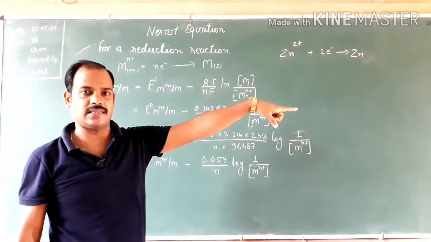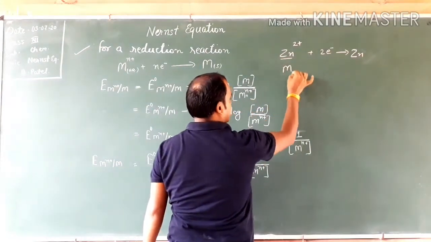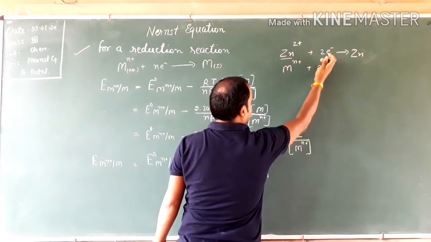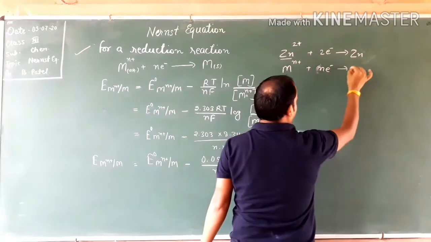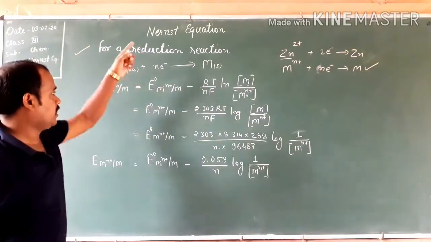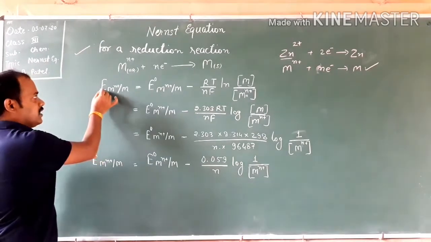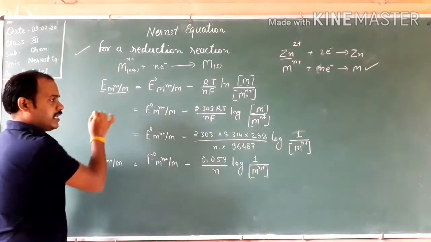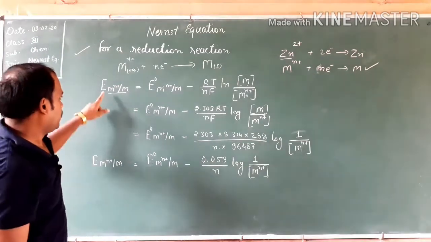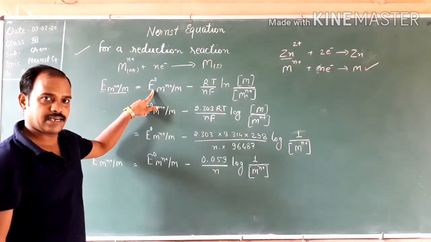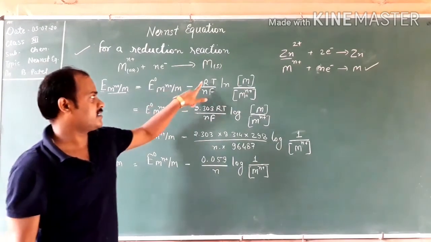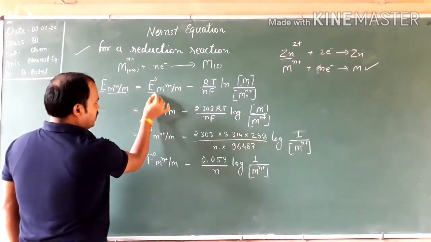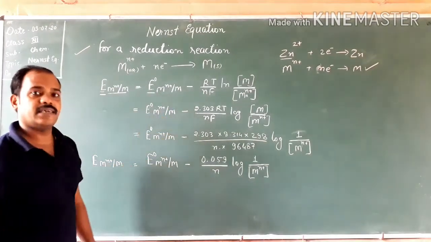For such reduction reactions, the element can be denoted as M, n+ where n is the number of charges, and the number of electrons is equal to the number of charges, forming M. For this reaction, Nernst gave the equation: E of Mn+ / M, the electrode potential, is equal to the standard electrode potential for the same reaction minus RT by nF natural logarithm of [M] by [Mn+].